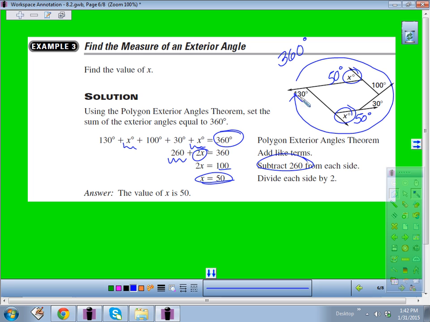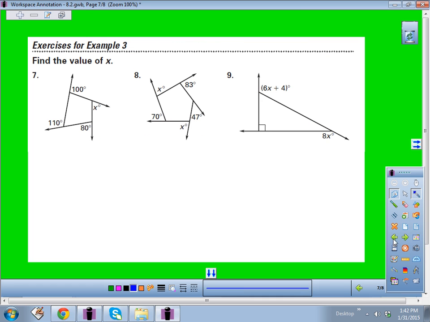And afterwards, all these angles on the outside should add to 360 if you did the correct calculation. So take this moment to work through 7, 8, and 9, knowing that all the exterior angles add to 360 degrees, no matter how many sides we start with.